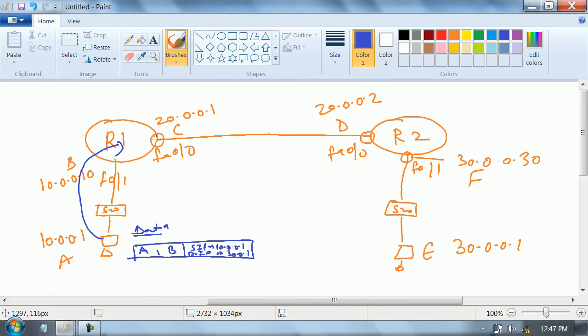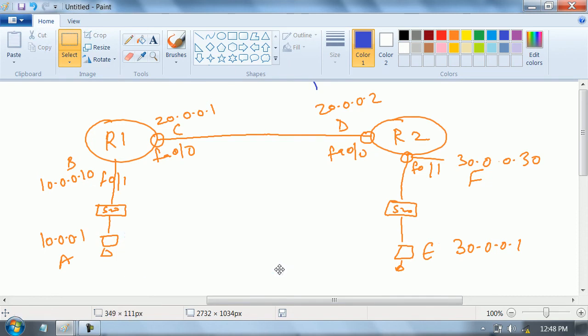When router will send the data, source IP will be 10.0.0.1, destination will be 30.0.0.1, source MAC will be, and destination will be D. Agree? When data will pass from here, again source MAC will be F and destination MAC will be E. Now guys, my concern is, at every hop, I have to generate ARP. Agree? Very good. At every hop, I have to generate ARP.